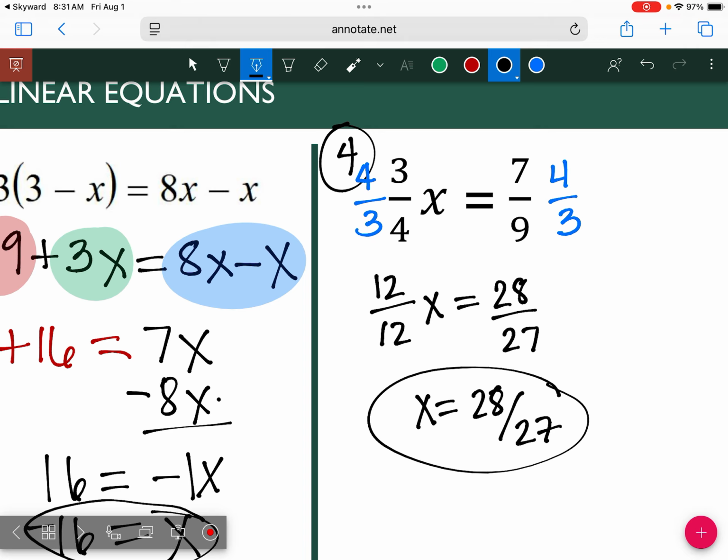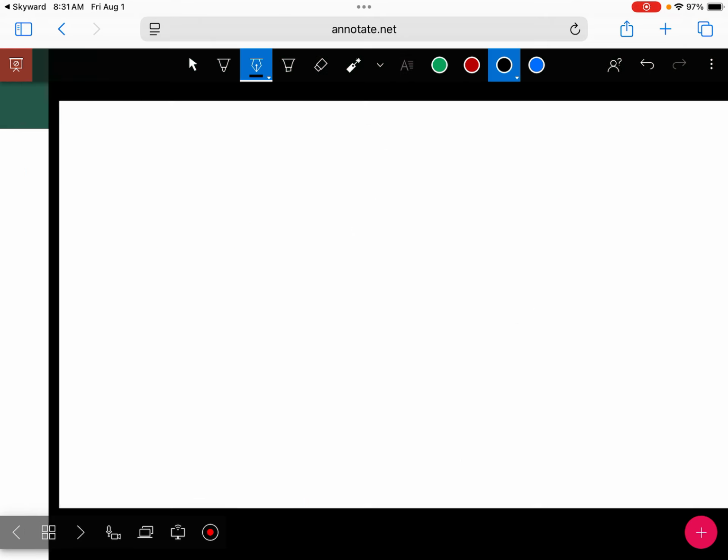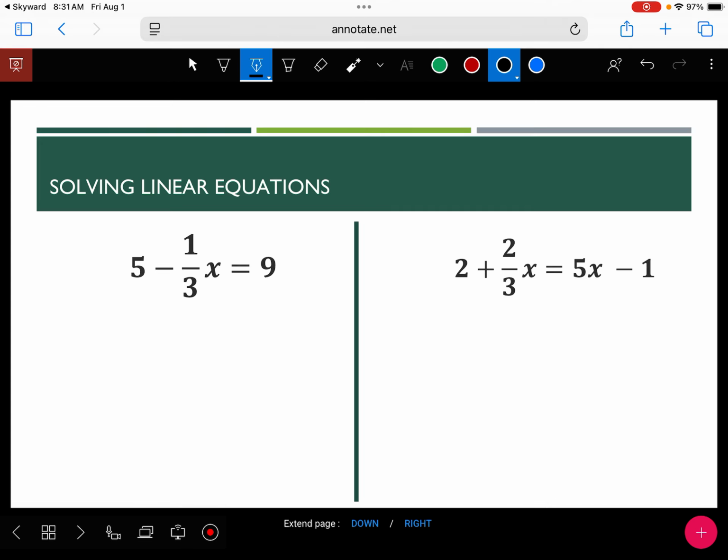Any questions? Okay. All right, let's keep going. We got 2 more. Both of them have a fraction. So this is numbers 5 and 6.